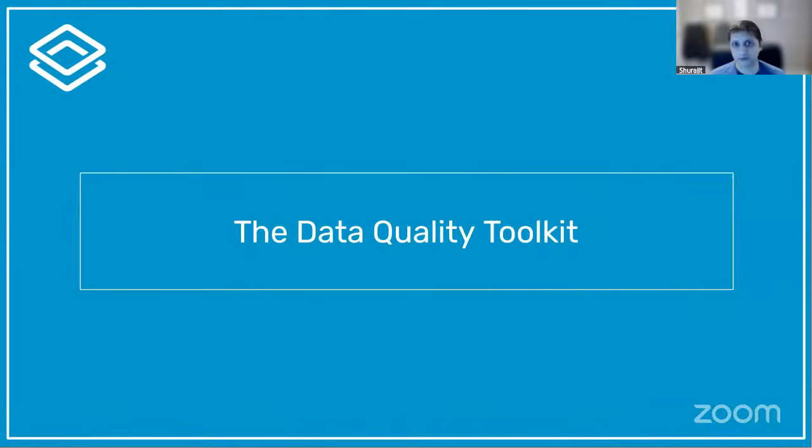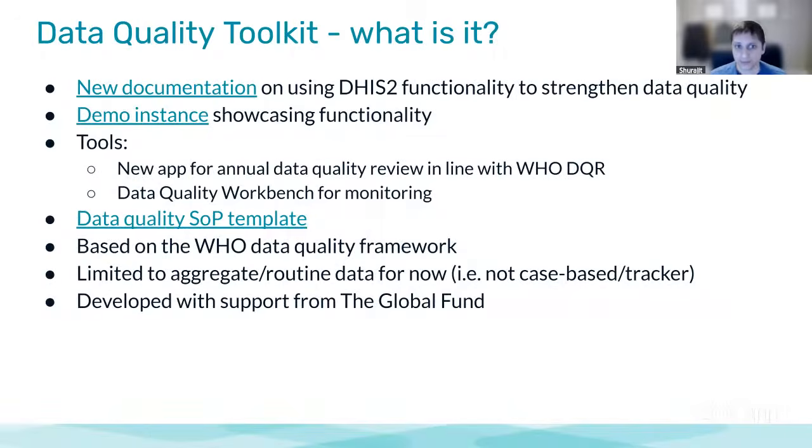Okay, so let's start off with a review of the Data Quality Toolkit and what this actually includes. The data quality toolkit comprises several different materials that allow you to review the data quality functionality within DHIS2. We have a document on our documentation page, and I'll open that up in a second to review it real quick. That covers everything that I'm going to discuss in this webinar, but in quite significant detail.